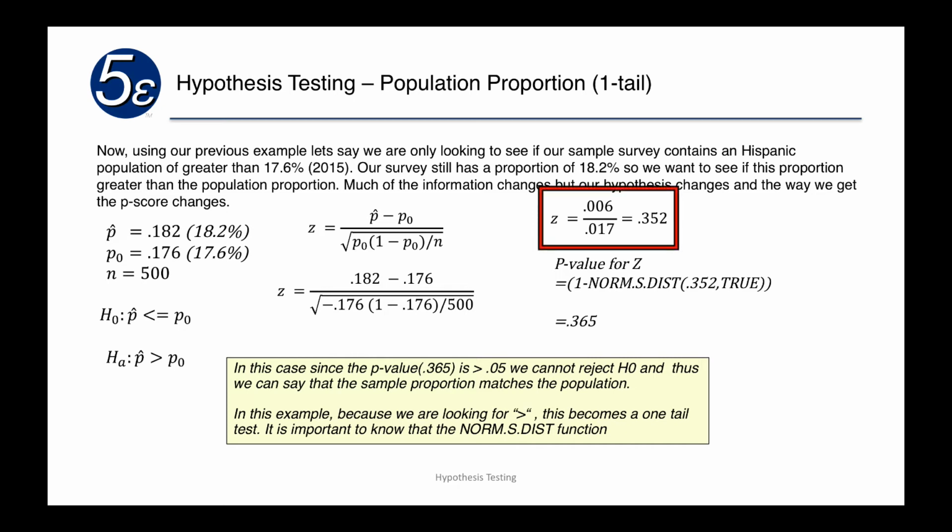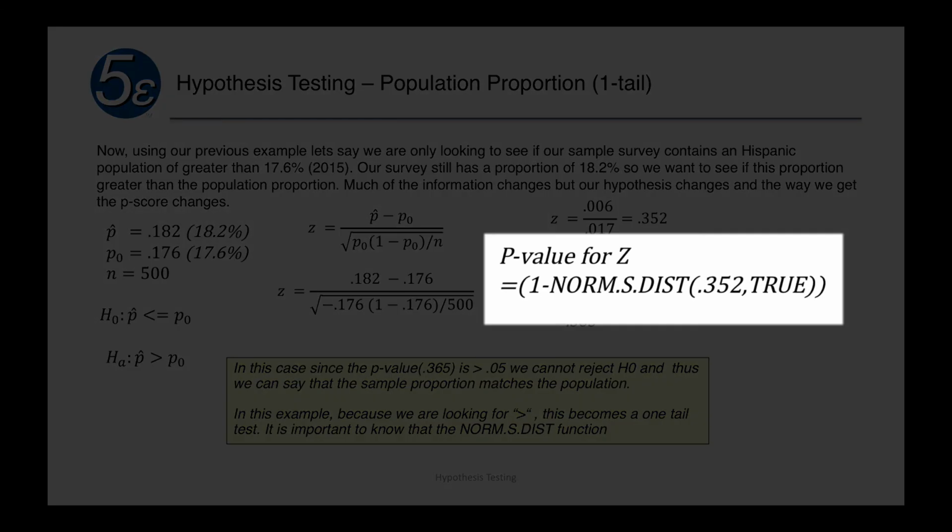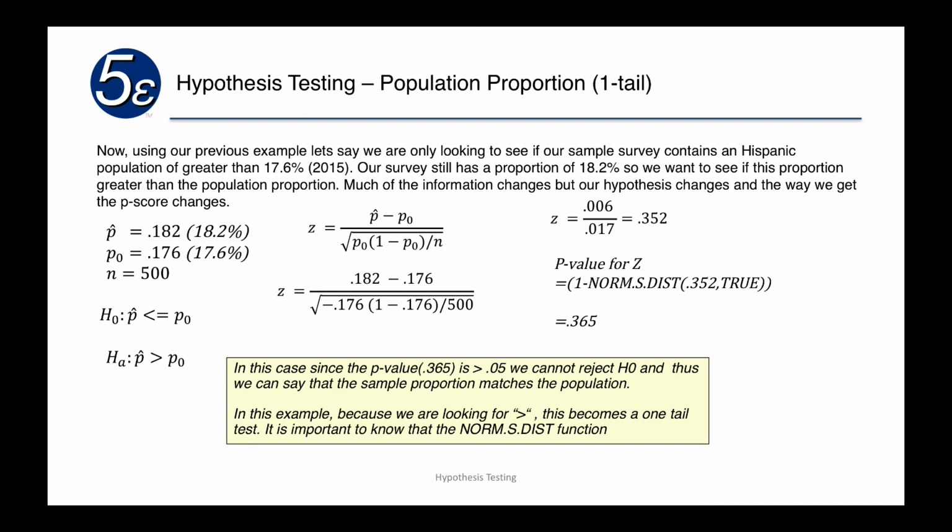So we calculate our z statistic in the same way, and we end up with 0.352. Now again, since the alternative hypothesis is a greater than sign, we're going to be looking for a right tail test. So we put the 0.352 into the norm.s.dist function by itself, and that would give us everything to the left, the area of the curve to the left. We will do 1 minus that so we can get the area of the curve on the right, and we end up with 0.365. Since the p-value is 0.365, we cannot reject the null hypothesis, and therefore we can say that the sample proportion matches our population proportion.